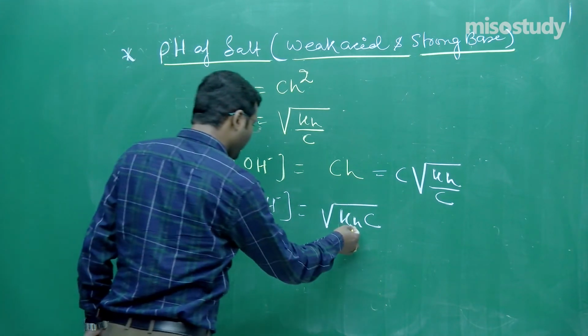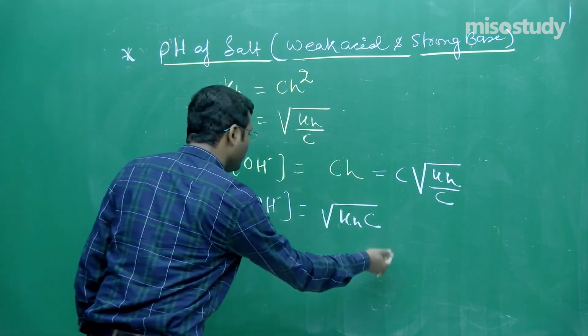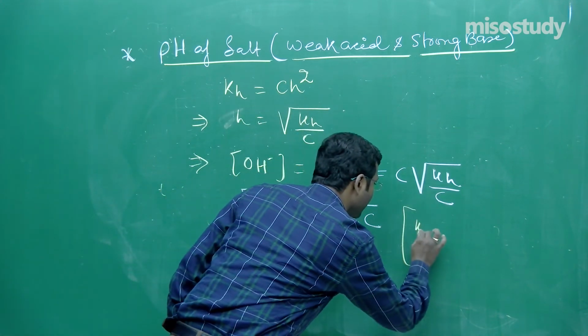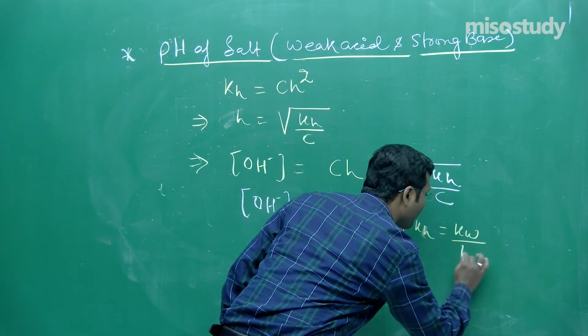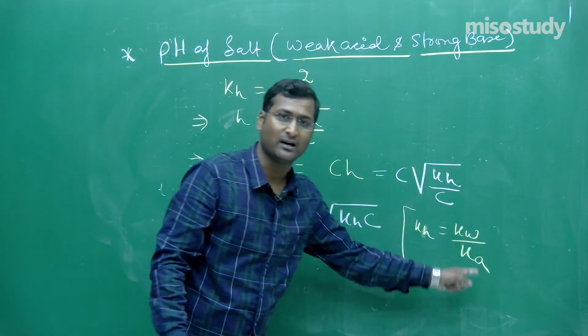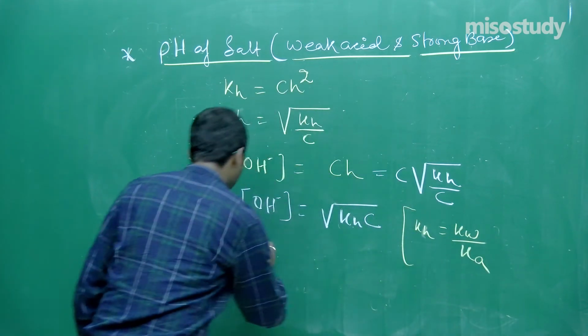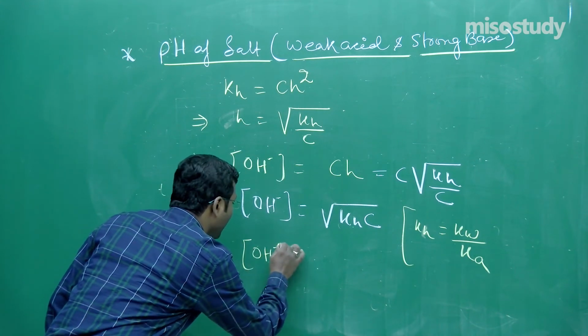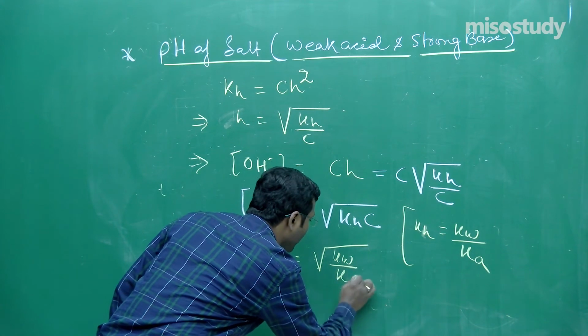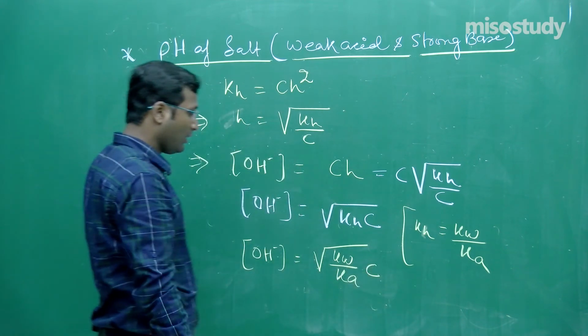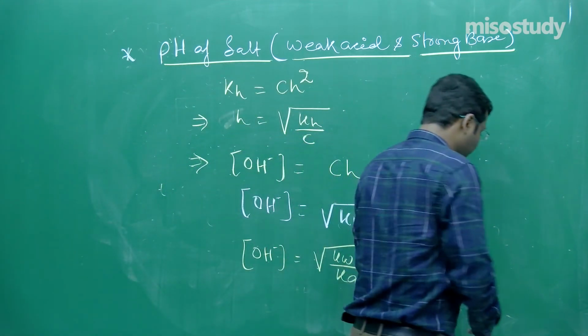Now take log both sides, or first of all convert KH. We can write that KH is equal to, this time, KW upon KA. I will prove why KW upon KA, it is very simple. So you can write OH minus ion is equal to root under KW upon KA into C. Okay friend, now moving to the next part.